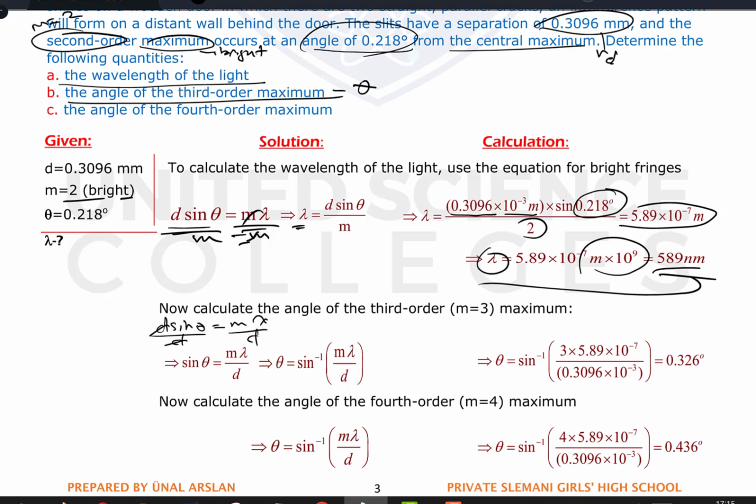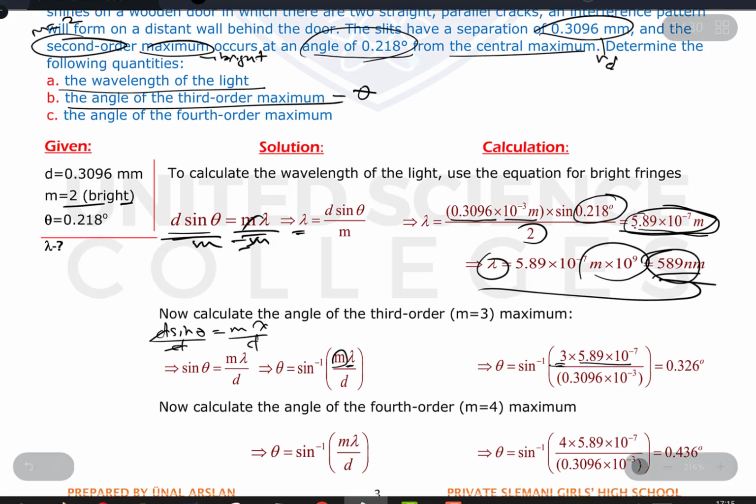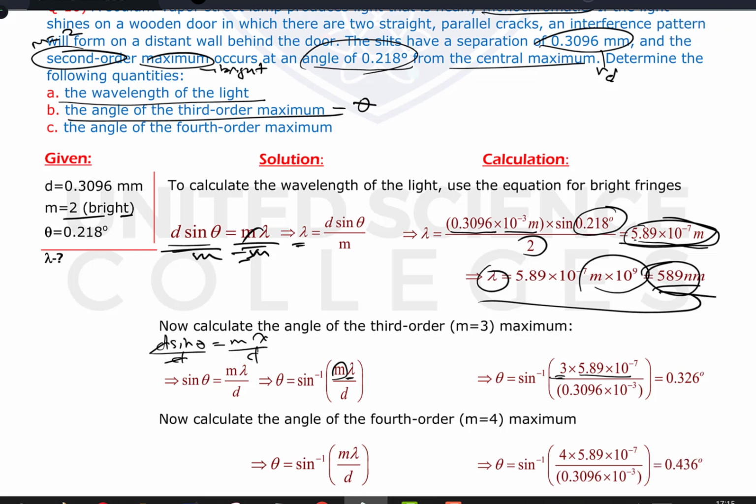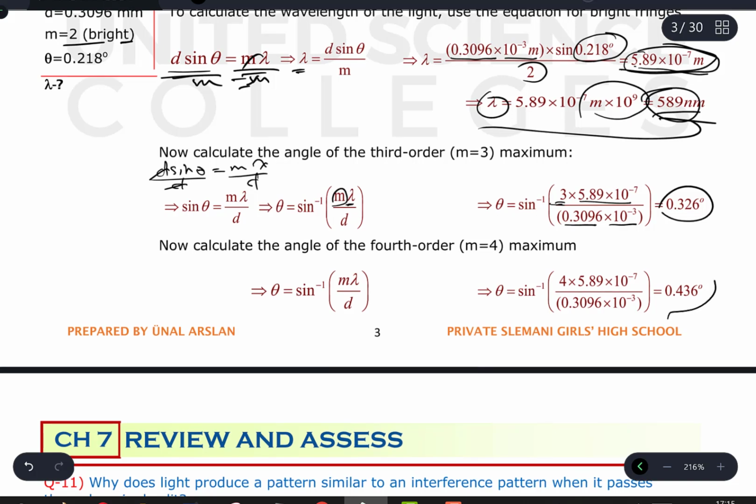After that, we are going to insert the numbers. For the third order maximum, a bright fringe, m is equal to 3. Lambda is calculated in the first part, so we will use meters, not nanometers. That's why I will write directly 5.89 times 10 to the power negative 7, divided by the separation between these slits. It is given in the question as 0.3096 millimeters; convert to meters by multiplying by 10 to the power negative 3. You will get the angle. For the angle of the fourth order maximum, the only difference is we write m is equal to 4 for part C, so you can also repeat this and get the angle.